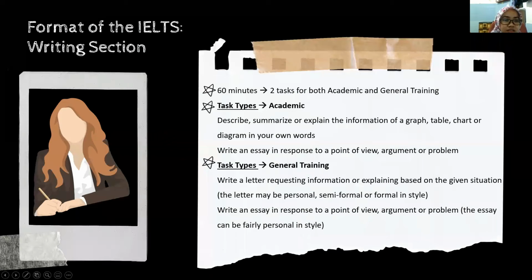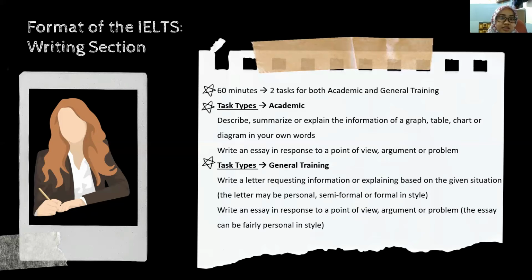And the next one is the writing section. So the writing section of the IELTS has 2 tasks to complete, both for academic and general training, that can be done in 60 minutes. In IELTS Academic, the first task will ask you to describe, summarize, or even explain the information of a graph, table, chart, or diagram using your own words. And the second task is to write an essay in response to a point of view, argument, or problem. And responses to both tasks must be in a formal style.